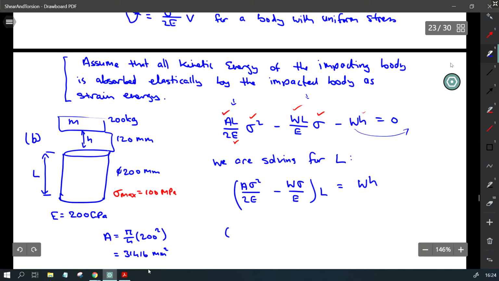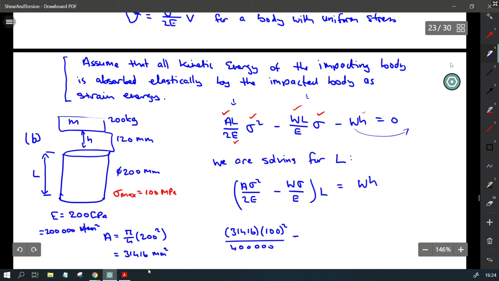So we can start plugging the numbers in here. So we can say 31416 times sigma, which is 100 squared, divided by E, which is 200,000 newtons per millimeter squared. So that by 2 is 400,000.